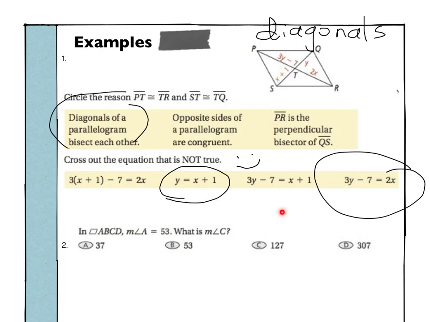If we look at this first one over here, it says 3 times x plus 1 equals 7. Well, x plus 1 is really just y. That will make this one basically the same as this one, except they substituted y with x plus 1. And that's okay because y equals x plus 1. So that also means that this is true, which means that this one is not true. This one's wrong. It's false.